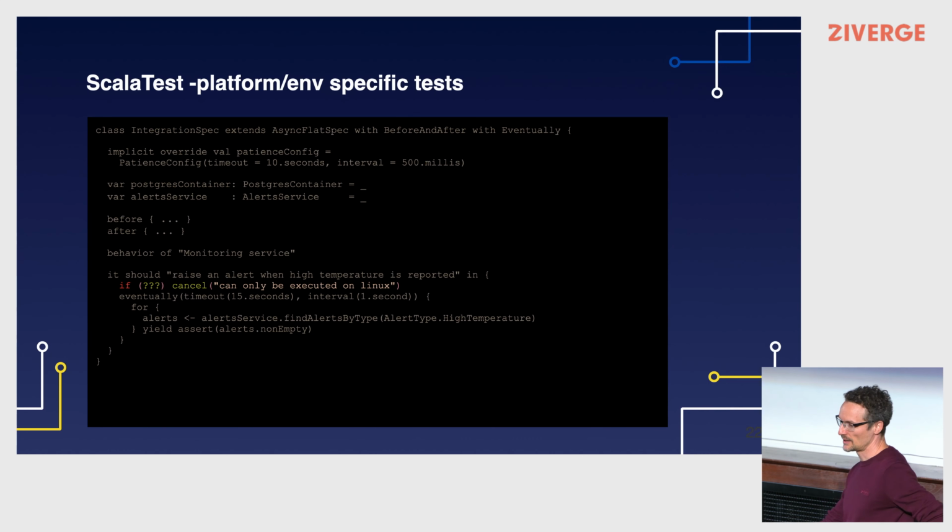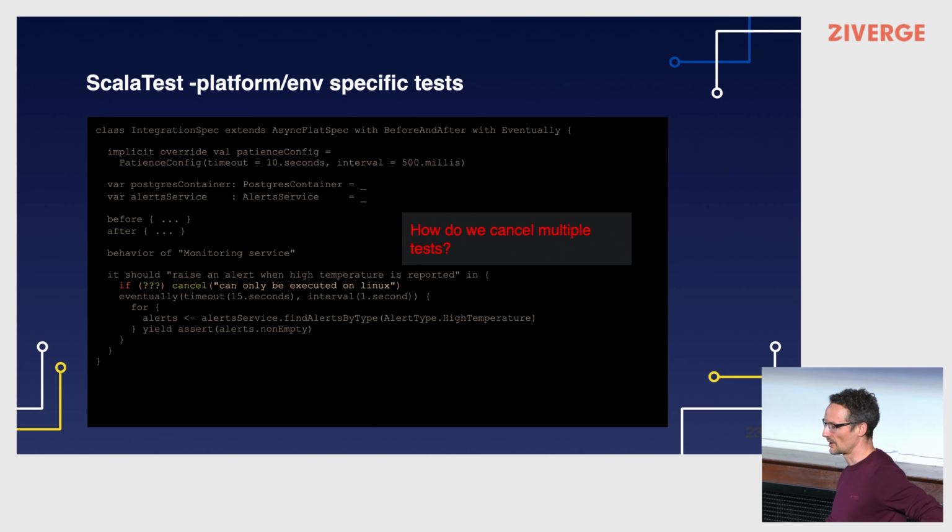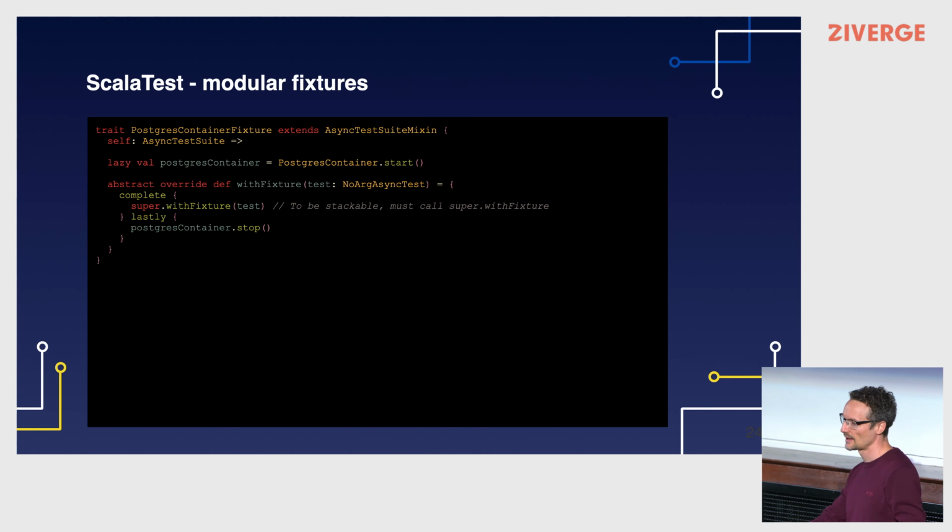Let's see what we can do when we have to check, I don't know, environment variables or the platform that we are running on. There is a basic mechanism to cancel our test. But ScalaTest doesn't give you any support out of the box to do these checks or to express these constraints. And also it's challenging to cancel more tests. If you have hundreds of tests and they depend on the same condition, I'm not sure if there is a way to factor that out and do it in a more succinct way.